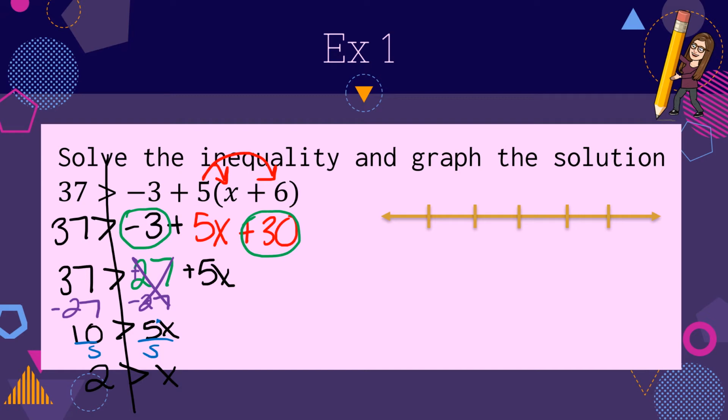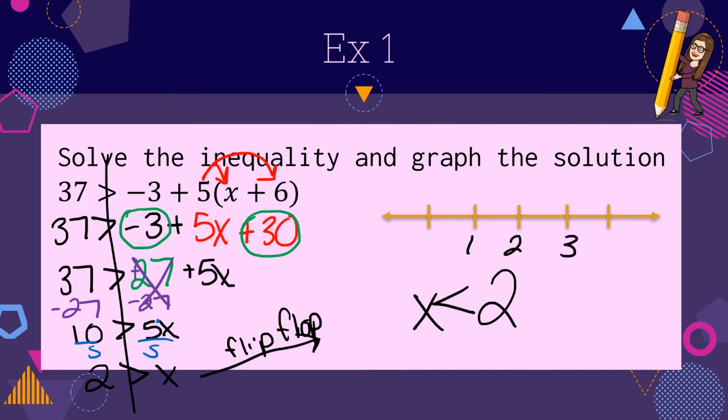Now my request to help us with this graphing process is let's flip-flop. Totally a mathematical term, right? If I flip the x's first followed by the 2, and I'm still pointing to the x, I'm not changing anything, I'm just writing it another way, which means on my number line, I'm talking about the number 2. It's going to remain open and we're going to go left. If you need help with the graphing piece of this, please see the graphing video.